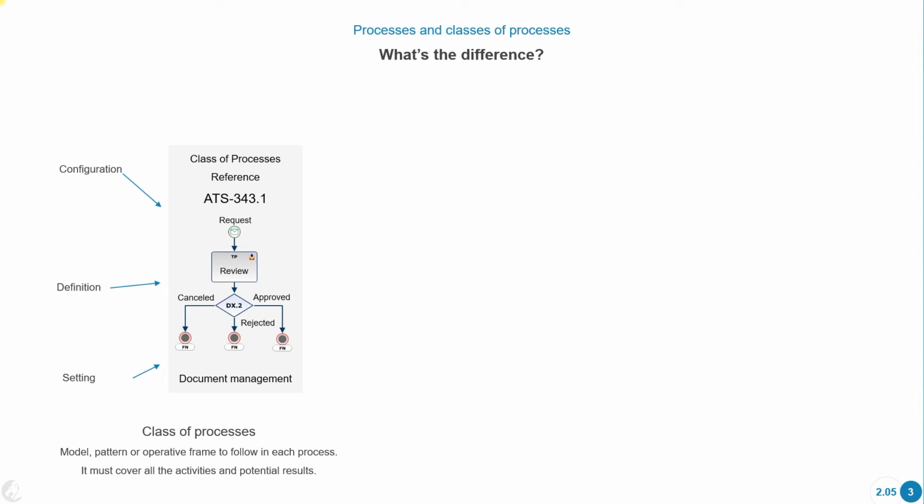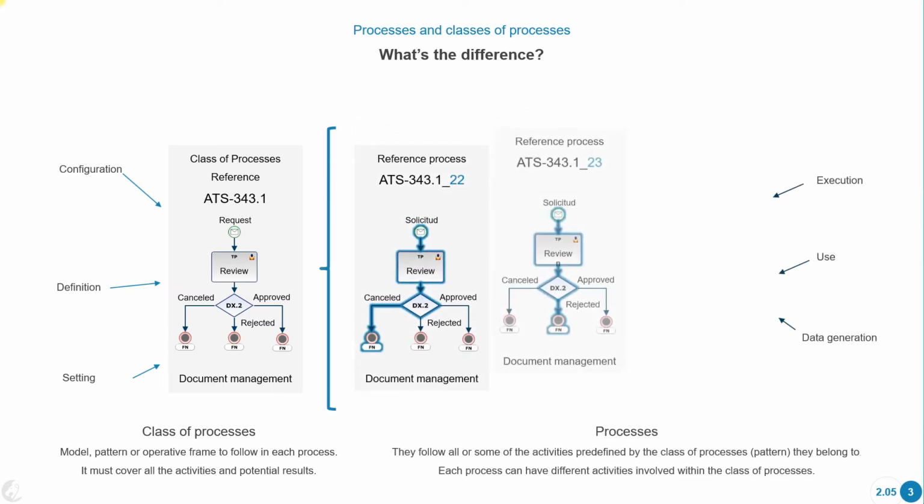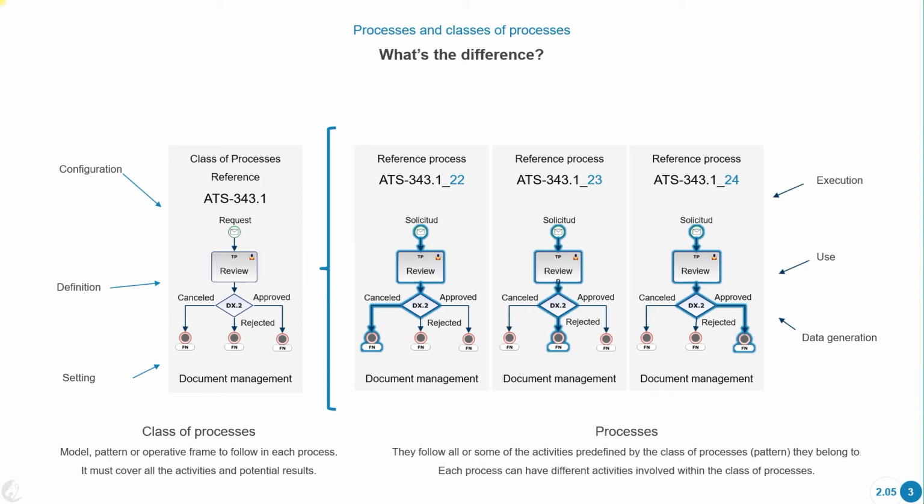The model is the pattern or operative frame that the processes need to follow. It must cover all the activities and potential results. Therefore, the class is the model. We create the class, and in settings we define the class and set the parameters. Once the model has been created, we just need to go to execution to create the processes.